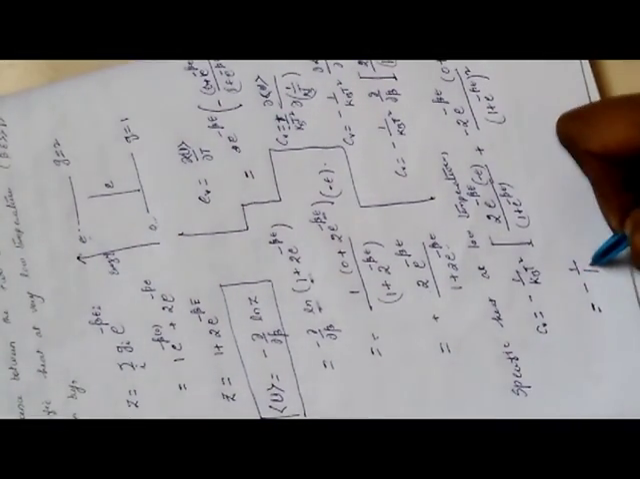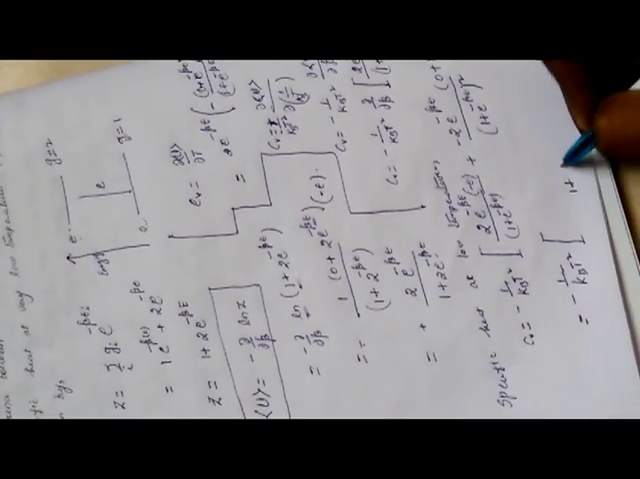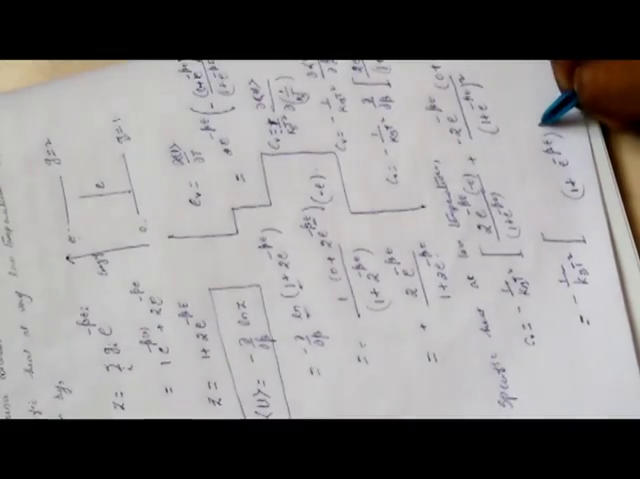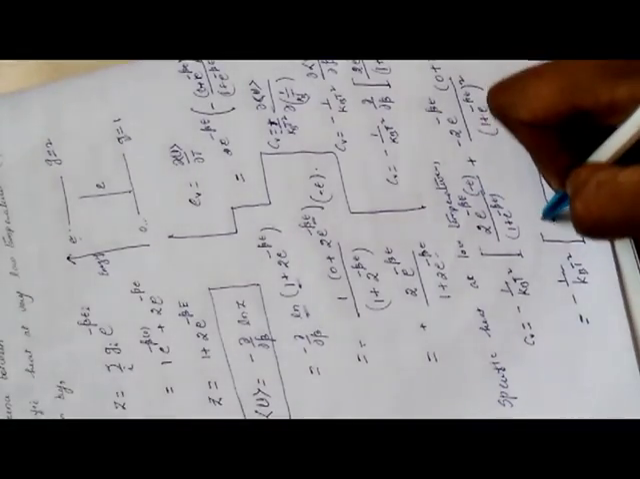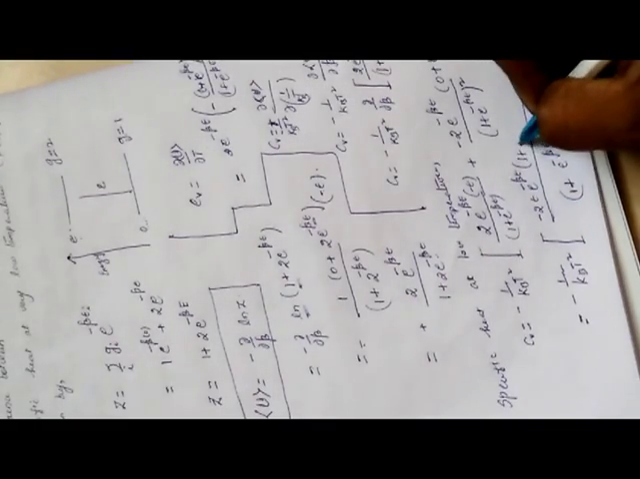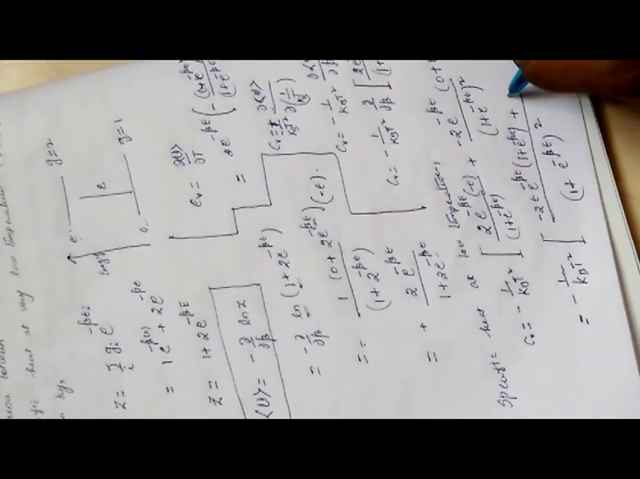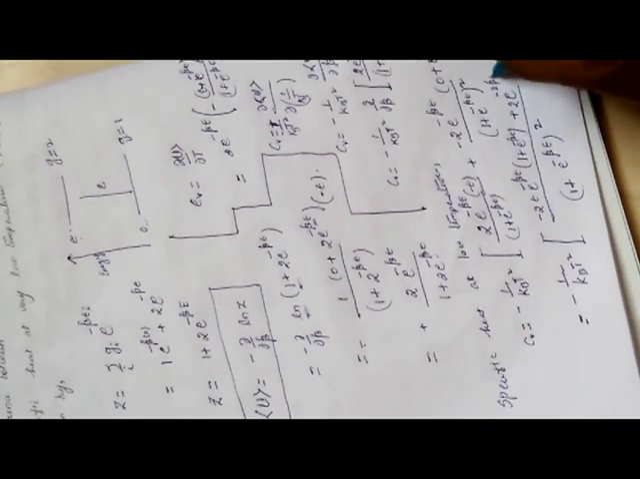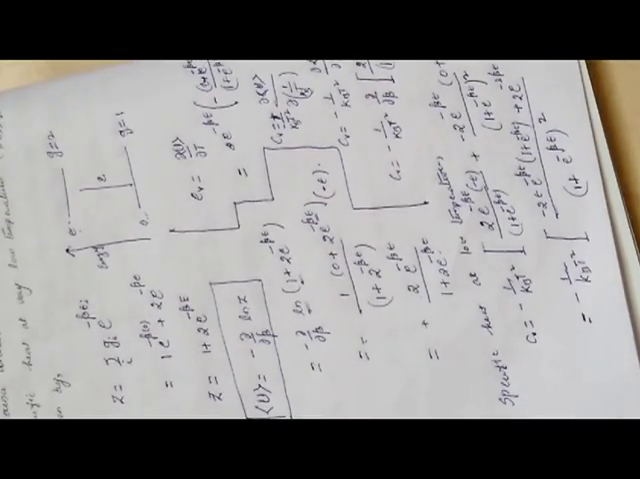So minus 1 by kB T square. Take the common denominator as 1 plus e to the power minus βε whole square, divided by, if you are multiplying this to minus 2ε e to the power minus βε into 1 plus e to the power minus βε, minus into minus plus, 2ε e to the power minus 2βε. Now we have to simplify these expressions.